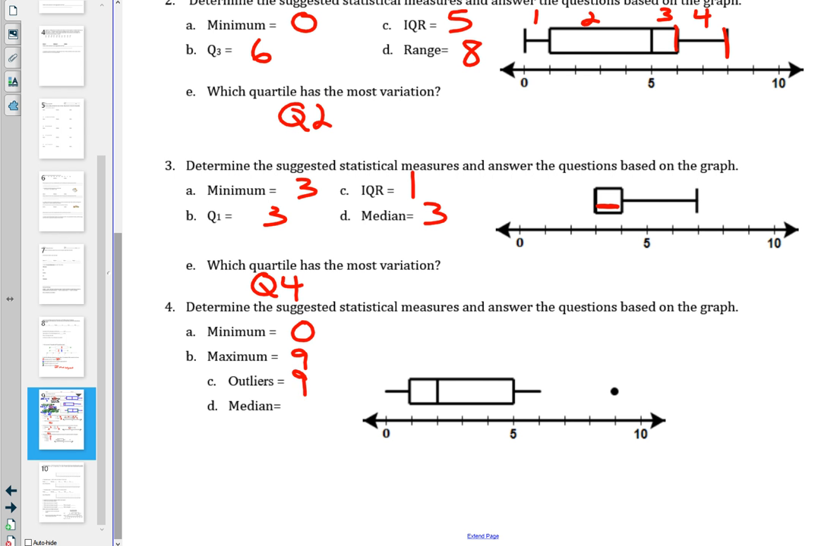And where's my median? 5. 2. The median's the one in the middle of the box. 2. Whoever just said 5, what is 5 here? It's Q3, yeah, it's the upper quartile. 5 is the upper quartile.